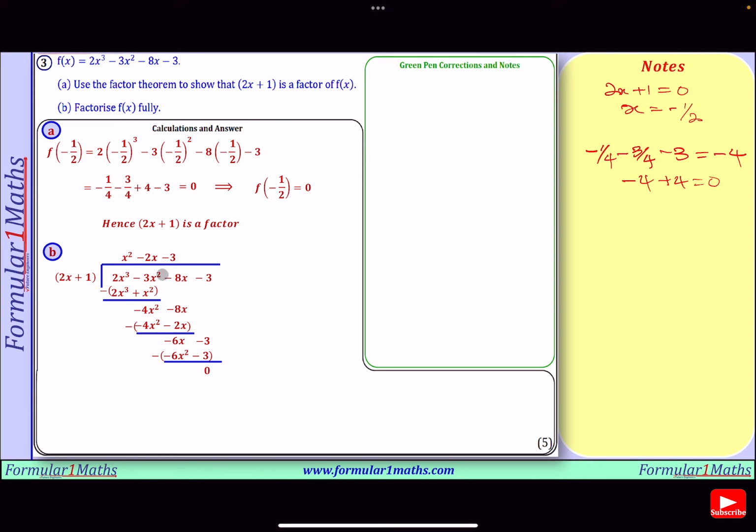F of x now becomes this. 2x plus 1, brackets x squared minus 2x minus 3. But I need to factorize this part. So x squared minus 2x minus 3. If I factorize that, I get x here and x there. And that will be minus 3 plus 1. So I end up with f of x being equal to 2x plus 1 times x plus 1 times x minus 3. And this is f of x fully factorized.